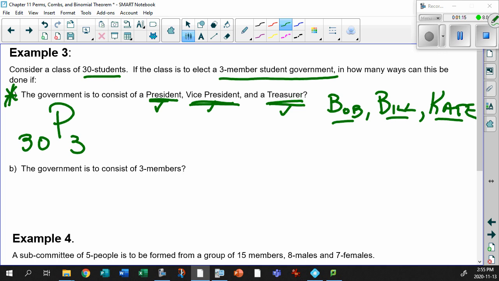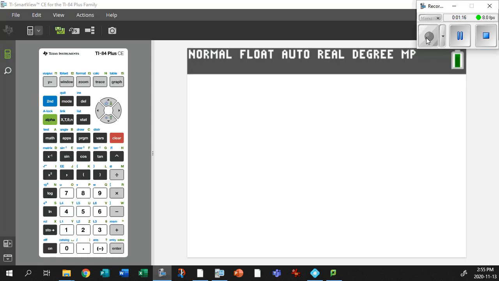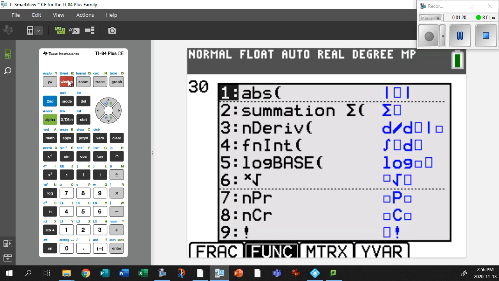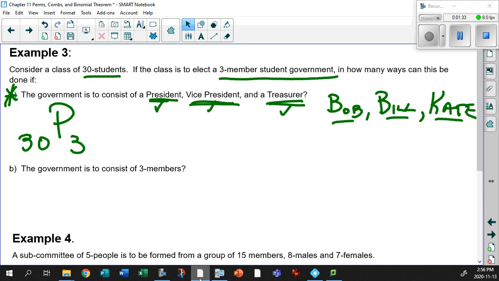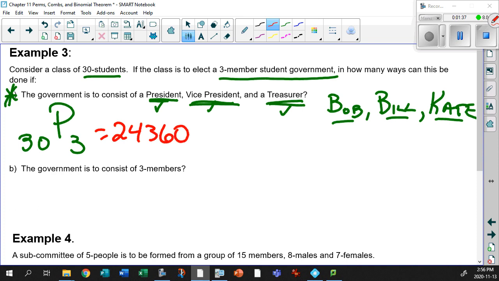So if you do that, check this out. 30 P 3, of course, since you're picking 3 people now instead of doing a combination. Boom. Look how many different arrangements you have. 24,360 arrangements specific to president, vice president, treasurer.